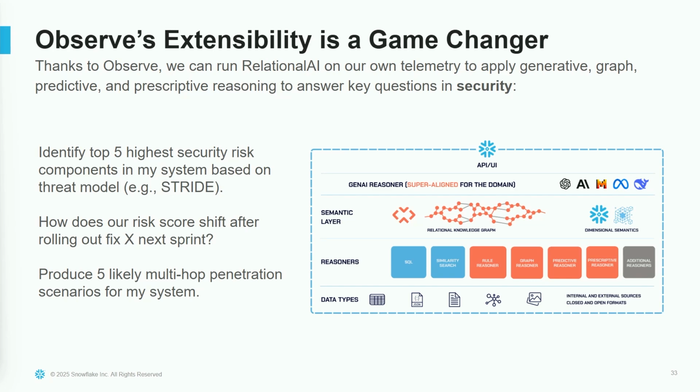Produce 5 likely multi-hop penetration scenarios in my system. So, lateral movement, if there's an attacker and they can go through your whole system, what are the kind of scenarios there? These things require reasoning that goes beyond SQL. You need to predict risk. You need to use graph reasoning. I think you get the point, right? I'm going to do it one more time.